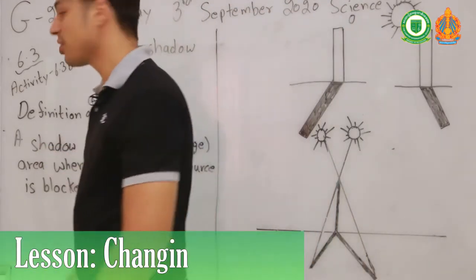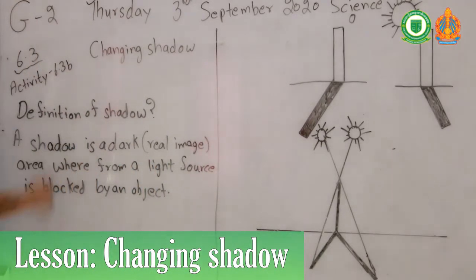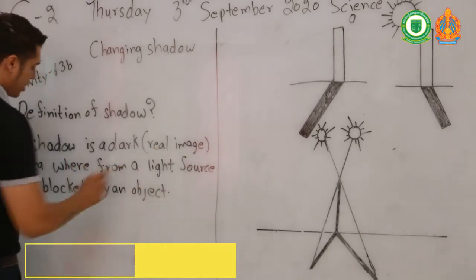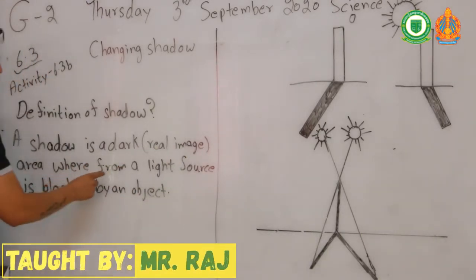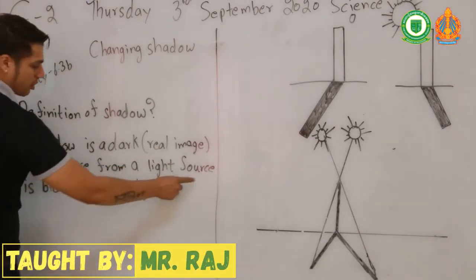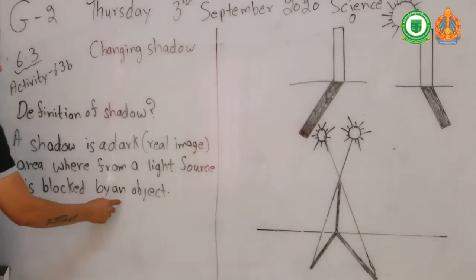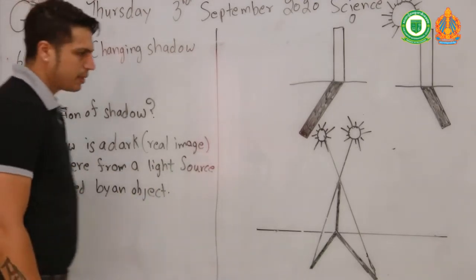So what is the definition of shadow? A shadow is a dark area where light from a light source is blocked by an object.